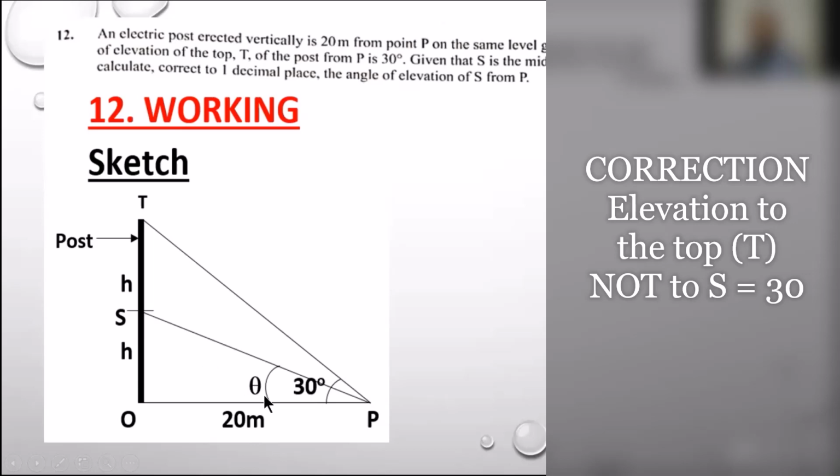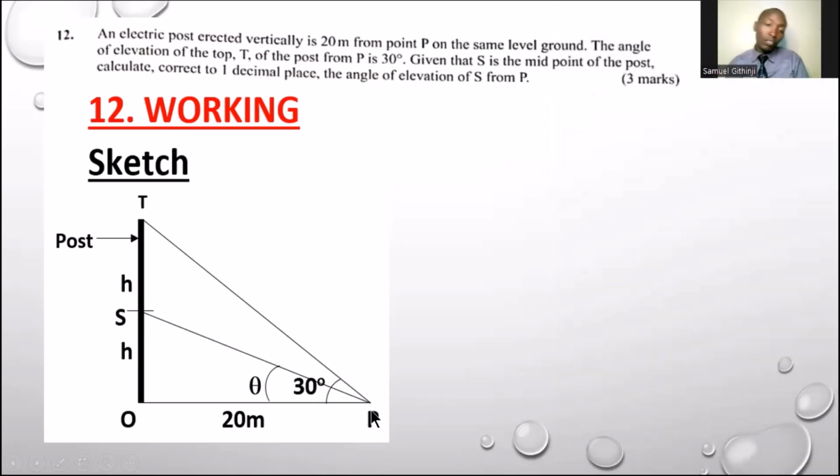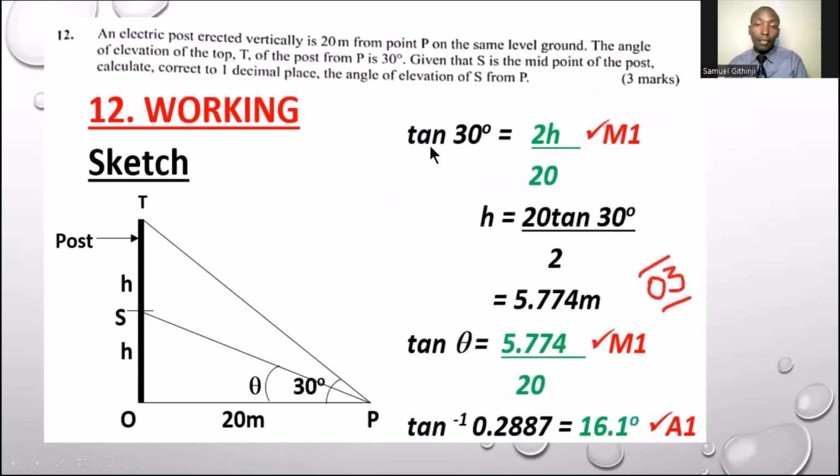And then the question is that we get the angle of elevation from point P to S. Yes, the way to do it, let this half be H. That means this is H and this is H, two small H there. And then I go ahead to work them out. Look at what I've done.